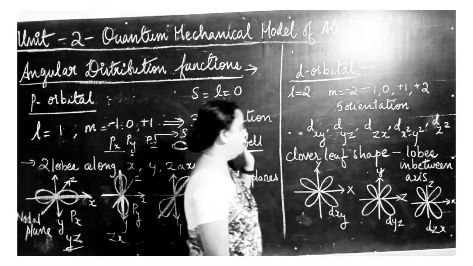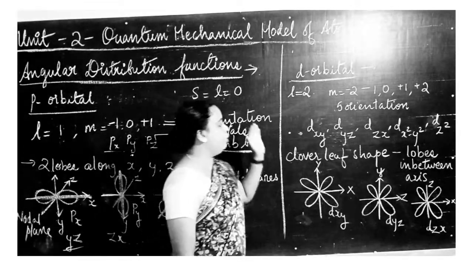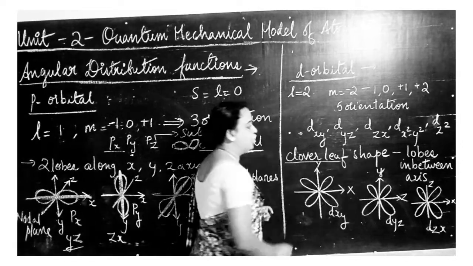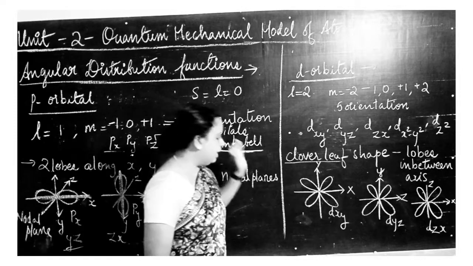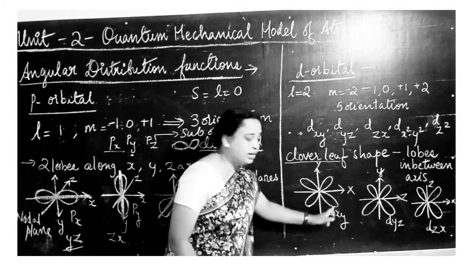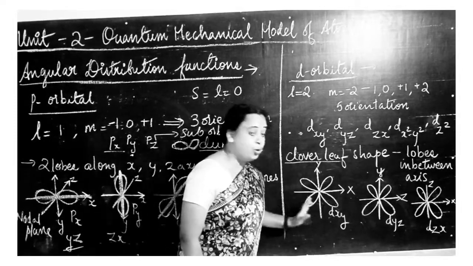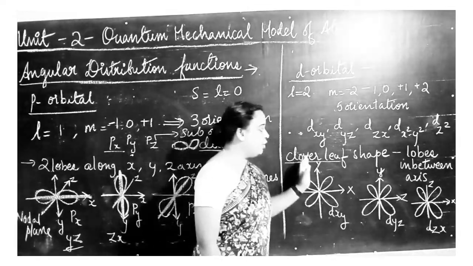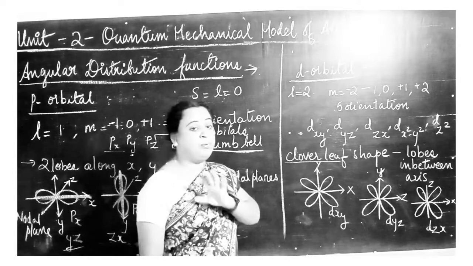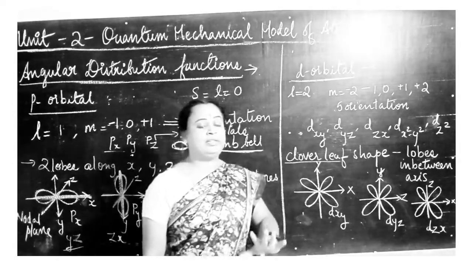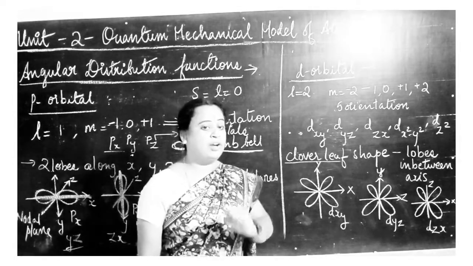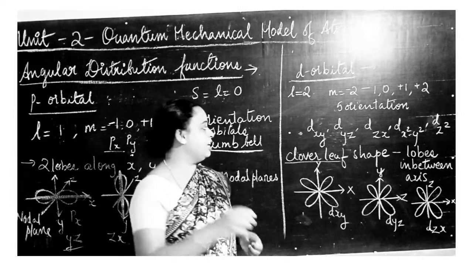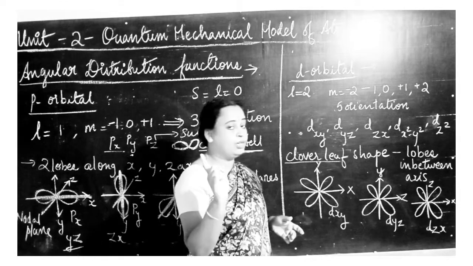Here the d orbitals have the shape of a clover leaf, and in this clover leaf shape there are 4 lobes. In the case of the d orbital there are 5 suborbitals. How 5 suborbitals? Because there are 5 orientations. So these 5 orientations correspond to the suborbitals of the d orbital.